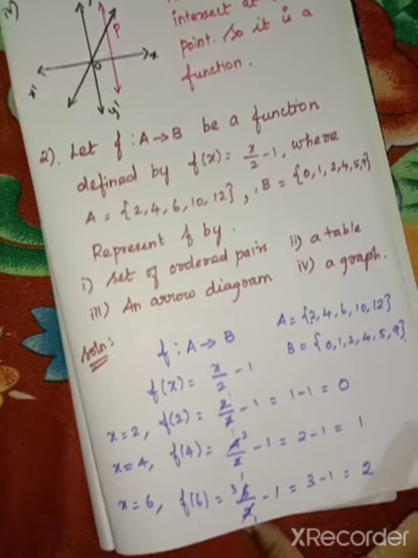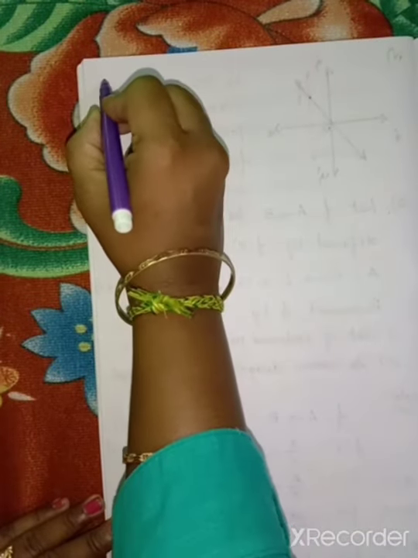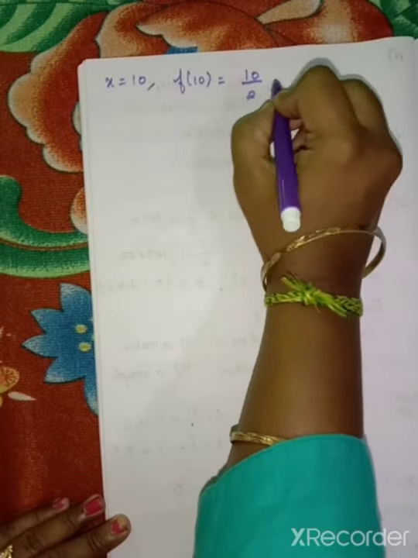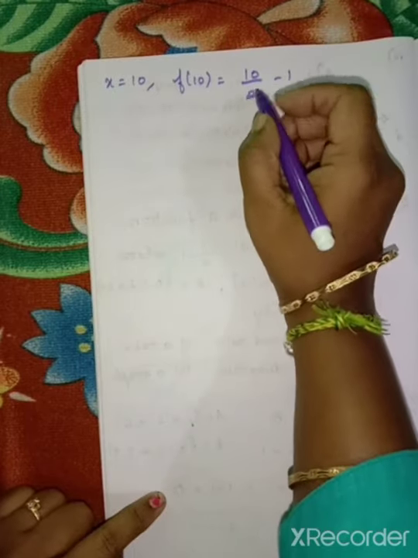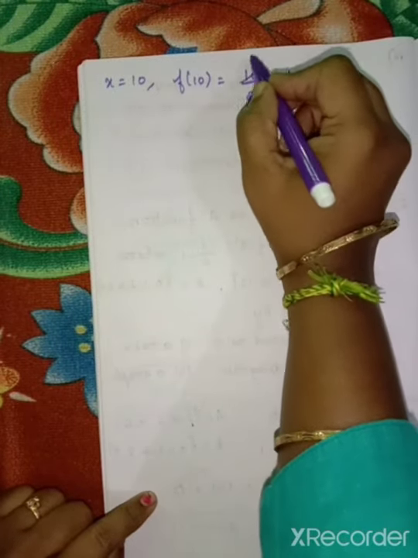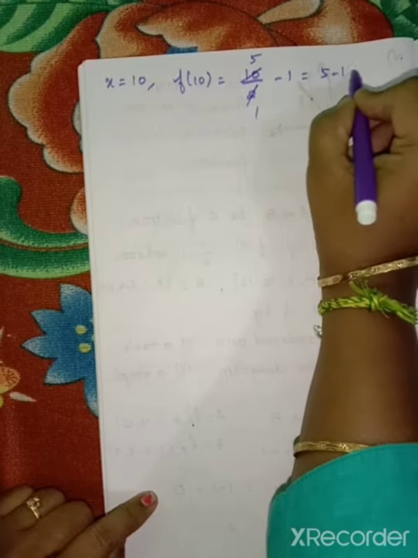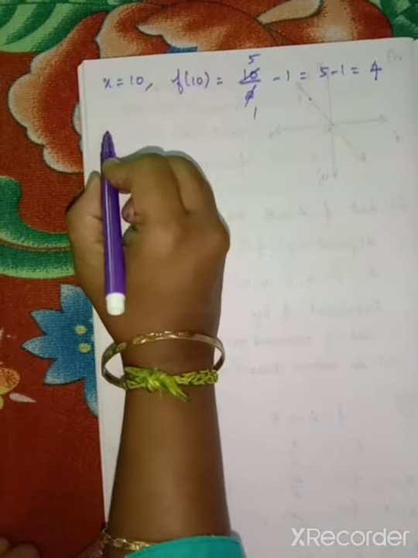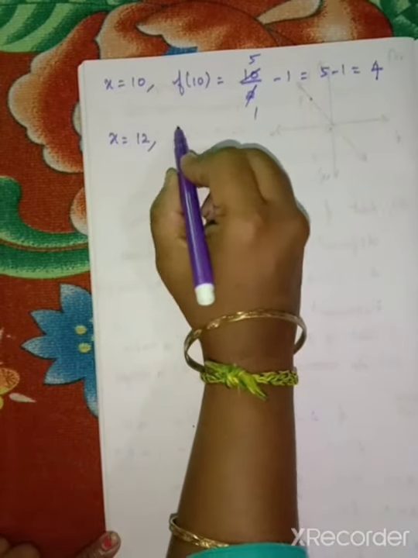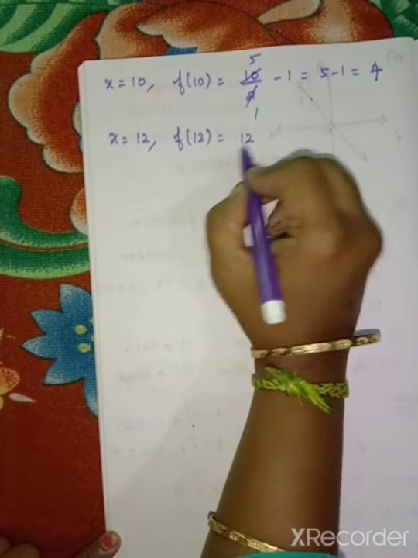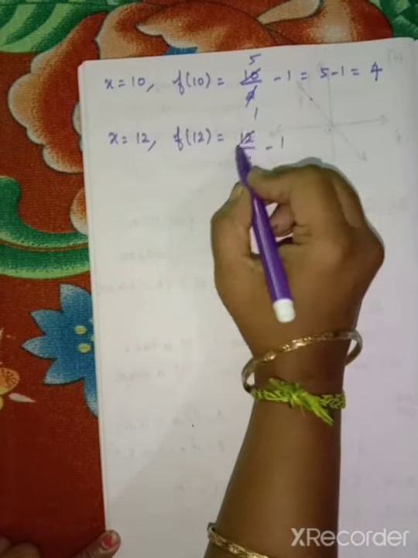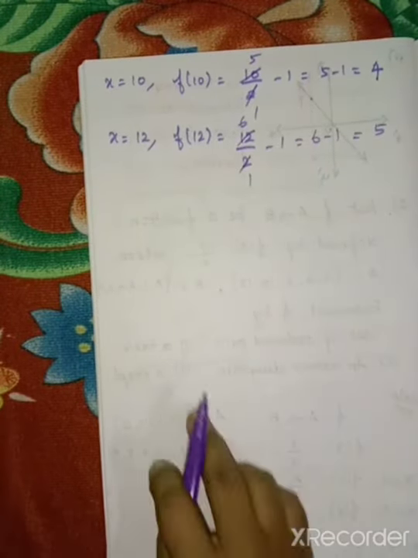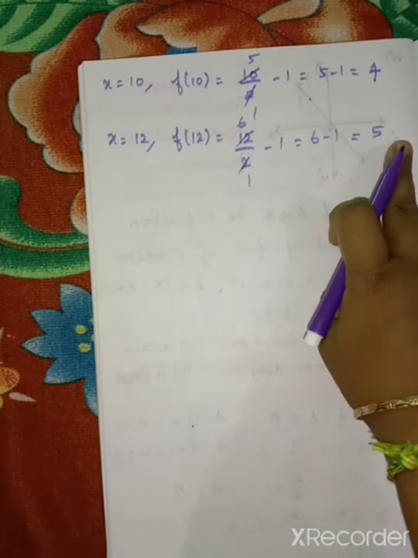Then x equals 10. So f of 10 equals 10 by 2 minus 1. Here also you can cancel by 2. 10 by 2 is 5, and 5 minus 1 equals 4. 4 is also in the B set. Then x equals 12. So f of 12 equals 12 by 2 minus 1. 12 by 2 is 6, and 6 minus 1 we get 5. The A set goes up to 12, so we have found all the images.